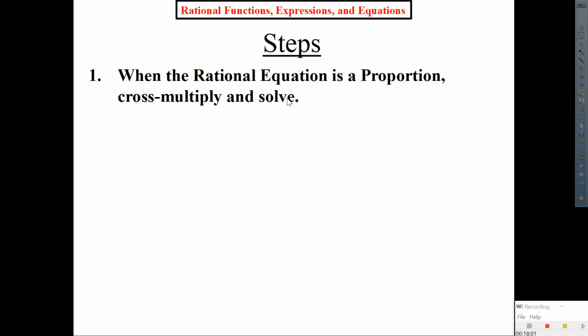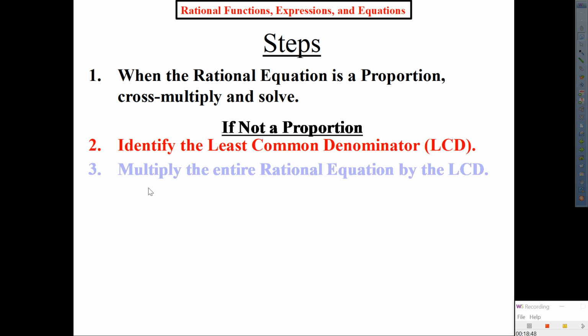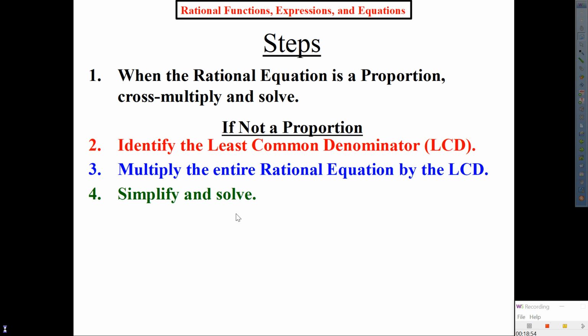Yeah, I think we practiced that. But hence the question, Mr. Q, what if they're not proportions? What do we do then? Well, you do these next steps. First, identify the common denominator. Second, you multiply the entire equation by the common denominator. And lastly, you simplify and solve, which is basically what we've been doing also with some of those equations.